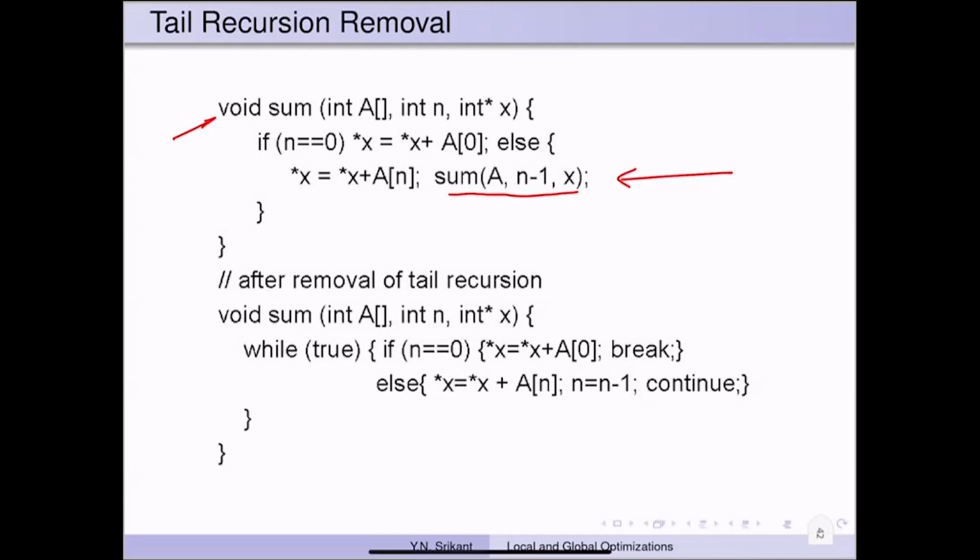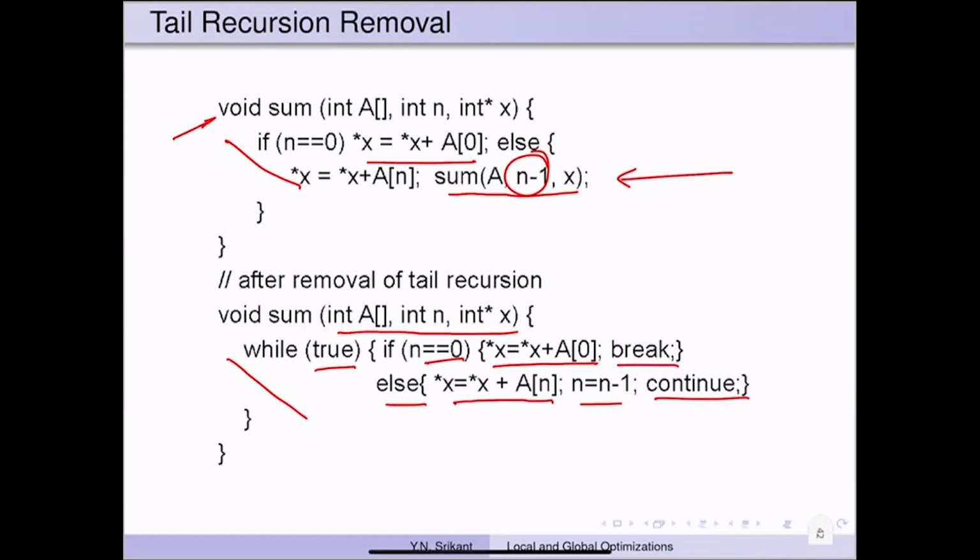So if there is tail recursion, then it is possible to replace the tail recursive call, the entire function, by a while loop. There is no need for the tail recursive call at all. So as you can see, the function remains the same. Instead of this body with a recursive call, we have introduced a while loop, while true, if n equal to 0, *x = *x + a[0], that part remains the same. And then there is a break. Else *x = *x + a[n], n = n minus 1, and then continue. So instead of the recursive call, there is a continue which goes back to the while loop.